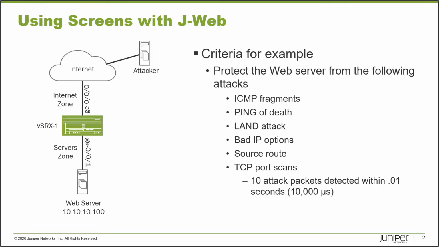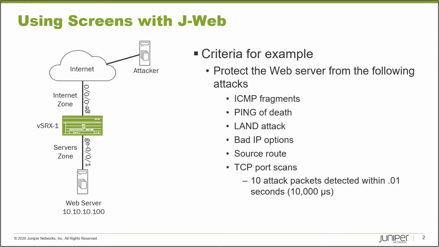All right, here is our example, and the first thing I want to point out is that SRX1 in the middle is connected to the internet through the ge-0/0/0 interface in the internet zone. Then we have SRX1 connecting to the web server on ge-0/0/1 in the servers zone. Next you'll see the attacker device. That device is connected to the internet, so it's coming in on an unknown public network, and we're going to be using that to attack the web server.